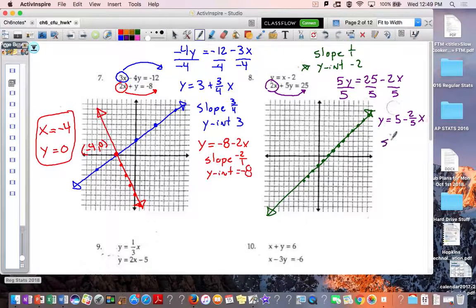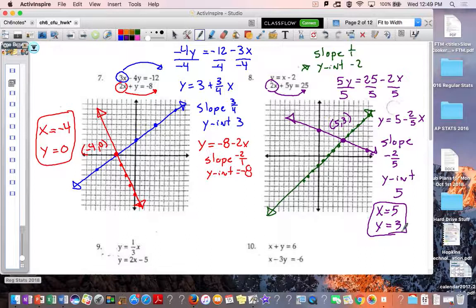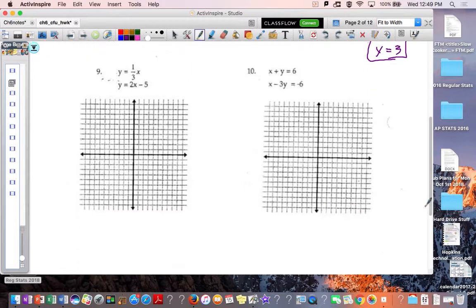So, slope, -2/5. Y-intercept is 5. So up 1, 2, 3, 4, 5. Down 2 to the right 5. Look at that right away. Like that. So where's that point at? 1, 2, 3, 4, 5, 3. So x equals 5, y equals 3. And again, I can plug it back in and check. 5 minus 2 is 3. 5 times 2 is 10. 5 times 3 is 15. 10 and 15 make 25.